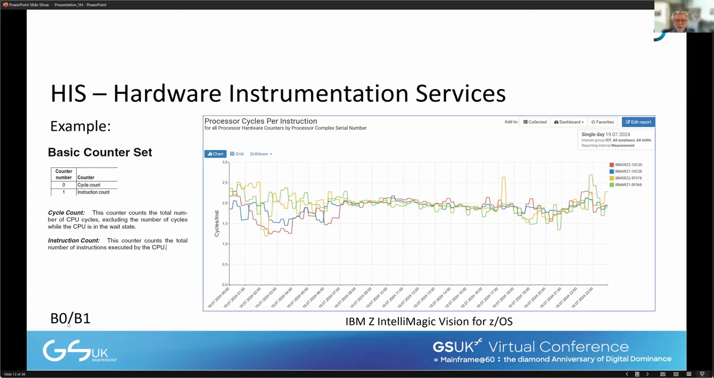On the slide, I've indicated B0, B1. That's the terminology we're using to indicate which basic counter we're looking at. So they're the two that we're looking at, cycle counter and instruction counter. And as I said earlier, these charts here are produced by the software IBM Z Intelligent Capacity Vision for z/OS. So there's a lot of information here about looking at data also interactively. And if I have a chance, I will get into an interactive session to show you some of the information we can look at.